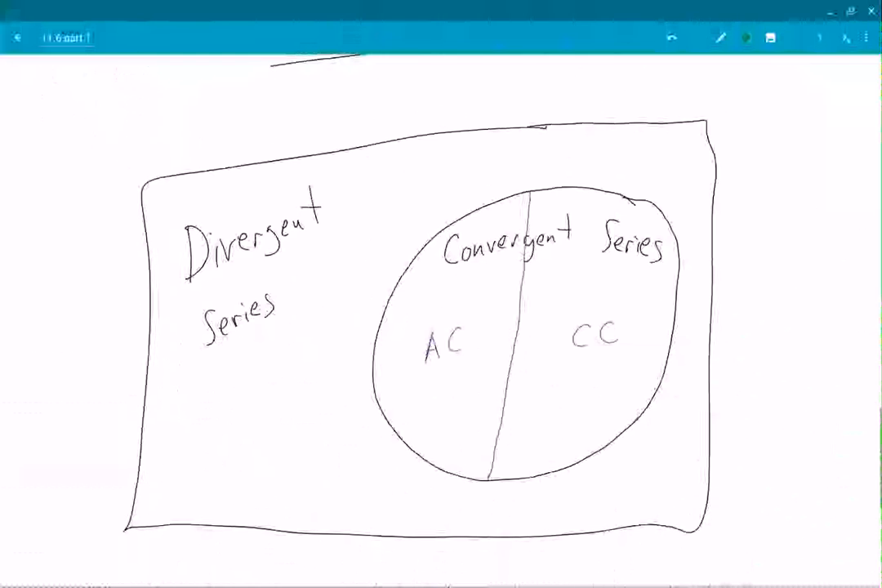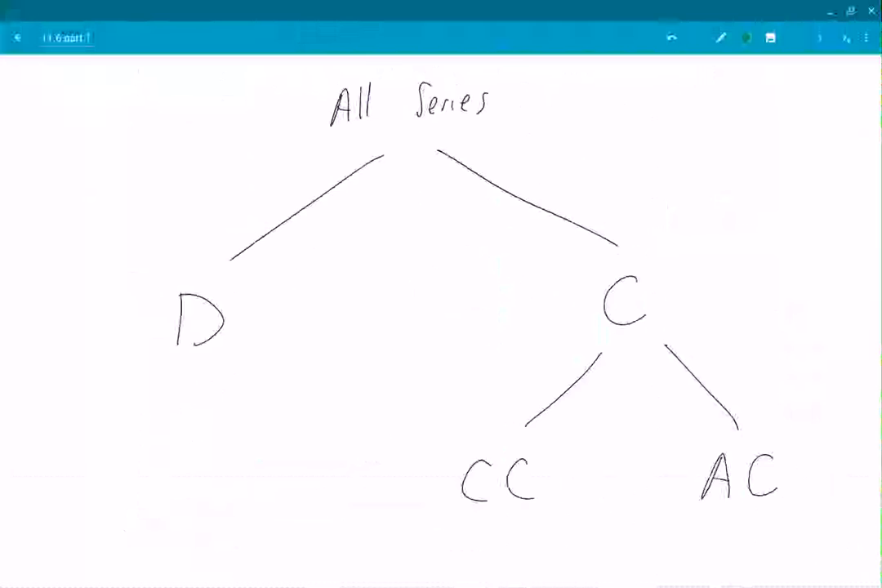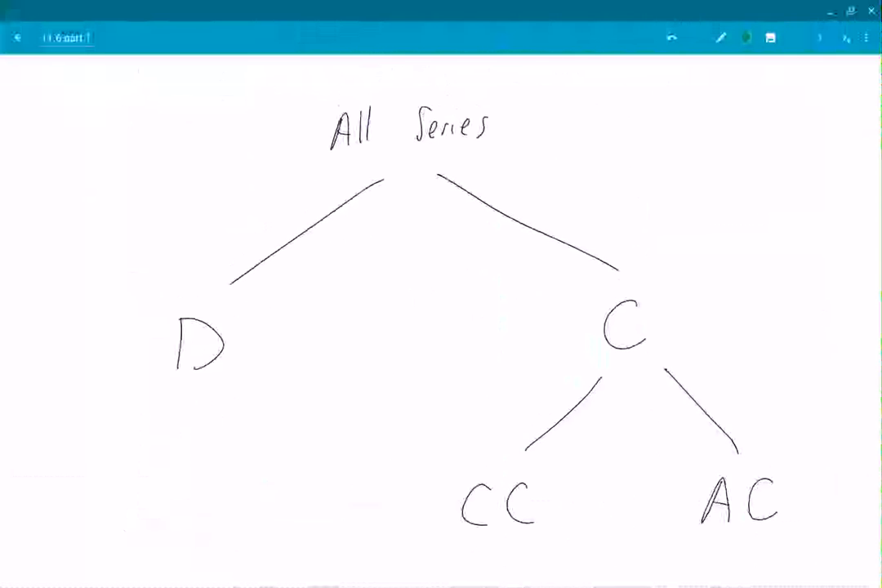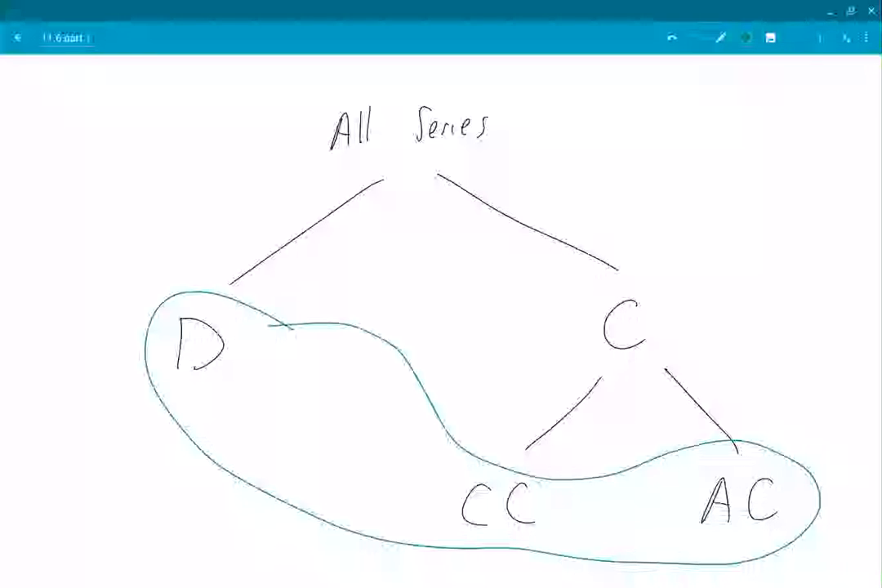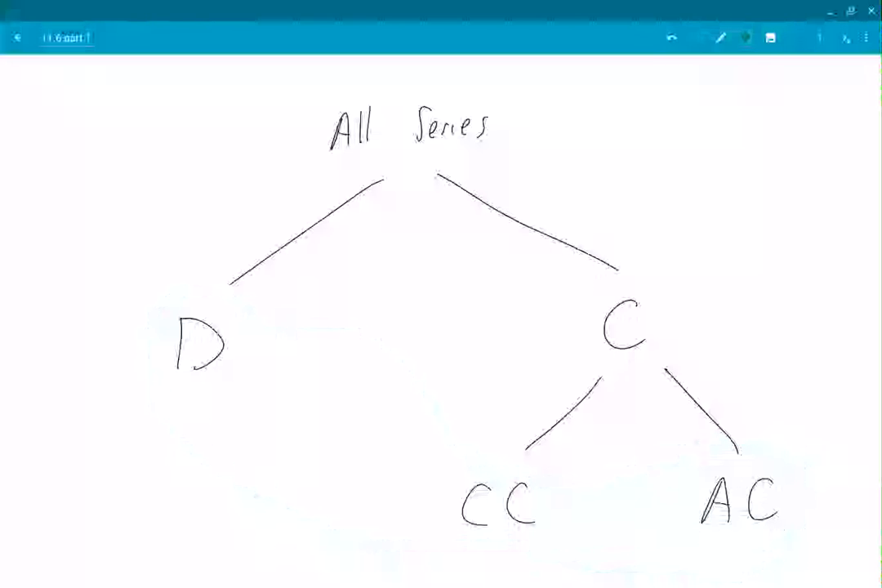I'll give you a diagram here to show you how things break down. Every series falls into one of three categories. Every series is either divergent, conditionally convergent, or absolutely convergent. It's got to fall into one of those categories. I do it again down here, and give you another way of visualizing this. The three categories are down here. Every series is divergent, conditionally convergent, or absolutely convergent.